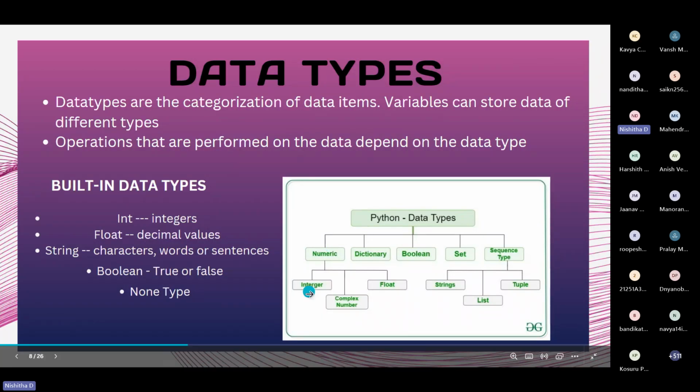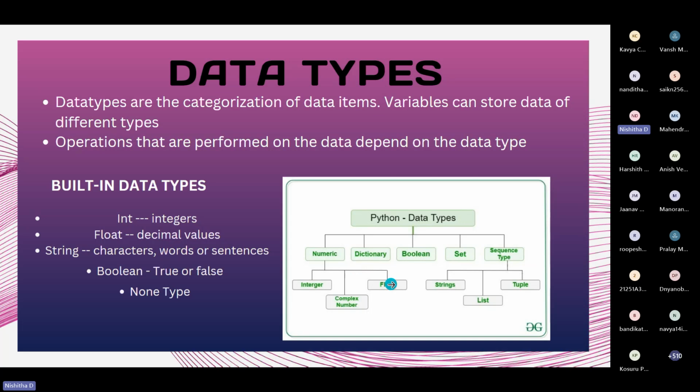You can see under numeric, there's integer, complex numbers, floats. Floats basically mean decimal points. Then we have dictionary, Boolean, set, and under sequence, we have strings and lists, and so on. Characters, words, or sentences come under the string data type. And under Boolean data type, we have true or false. There's also one more data type that's not mentioned over here. That's called the none data type. It only consists of the word none, which means nothing.